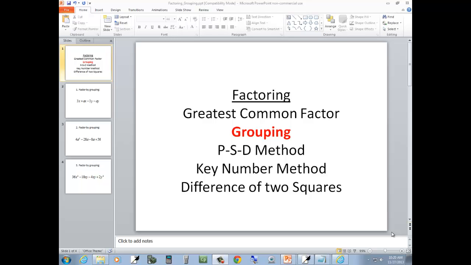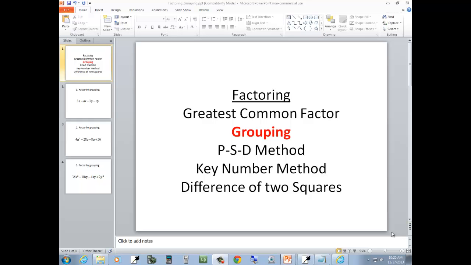The third one is 3 terms, the PSD method, and that's when it's of the form x squared plus bx plus c. There's no number in front of the x squared. The fourth is the key number method, 3 terms again, and it's when it's of the form ax squared plus bx plus c. You have a number in front of your x squared. And then difference of squares is 2 terms with a minus, though it doesn't have to be terms, which you'll see later in that video.